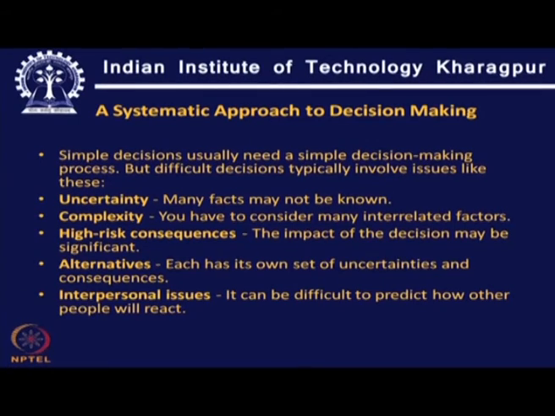So these are some of the steps which are involved in systematic decision making in the organization. But you have to follow the steps very carefully: uncertainty, complexity, high risk consequences, then alternatives, and taking care of the interpersonal issues, like trying to be sure about how others are going to react to the decision taken.